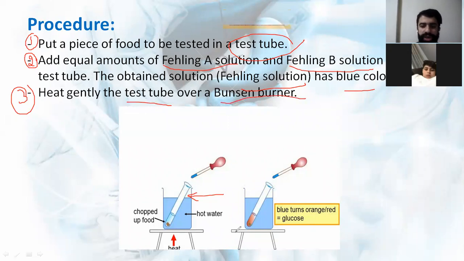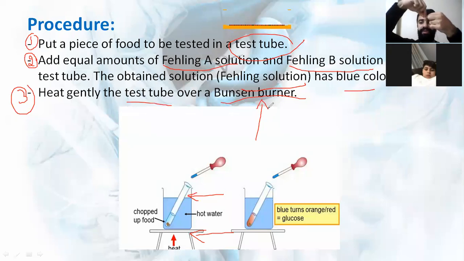This is the Bunsen burner, which is the source of heat. So I will repeat. Bring a piece of food, put it inside the test tube. Second step, add equal drops of Fehling A and Fehling B solution, and the solution will have a blue color.